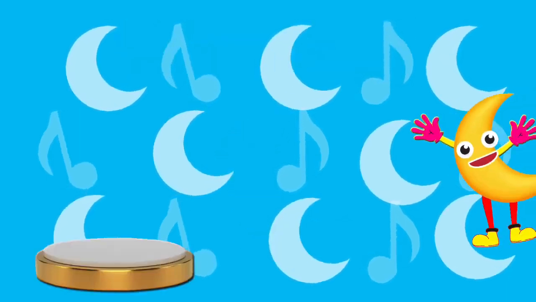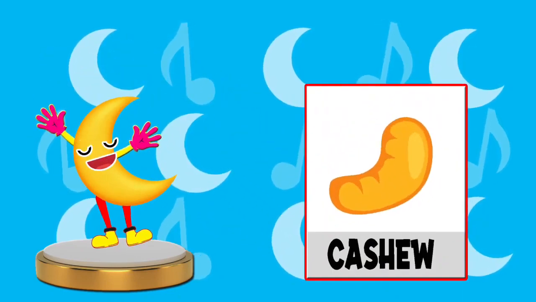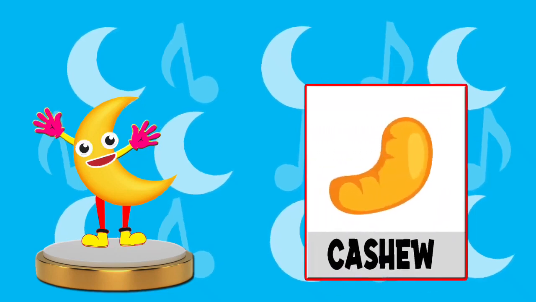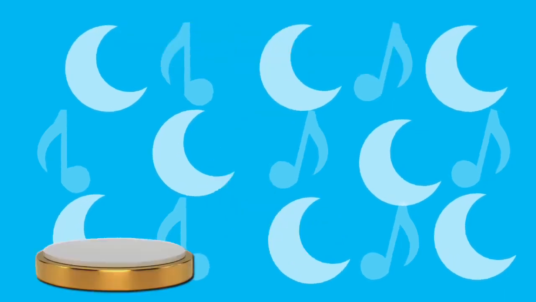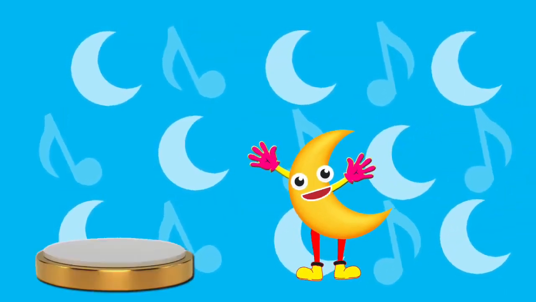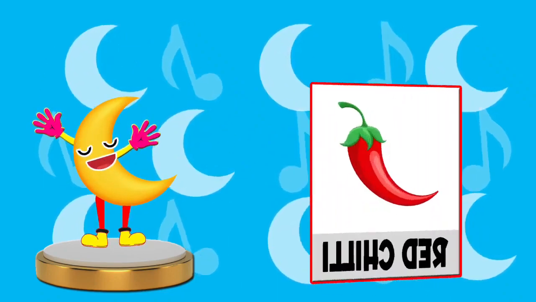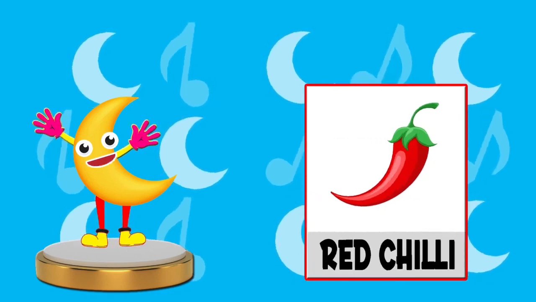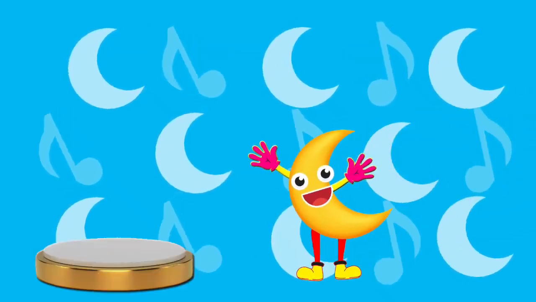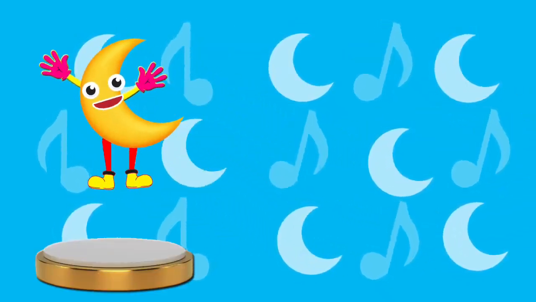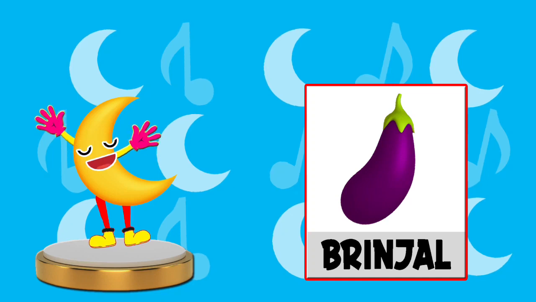Crescent. This is crescent. Cashew is crescent. Crescent. This is crescent. Red chili is crescent. Crescent. This is crescent. Brinjal is crescent.